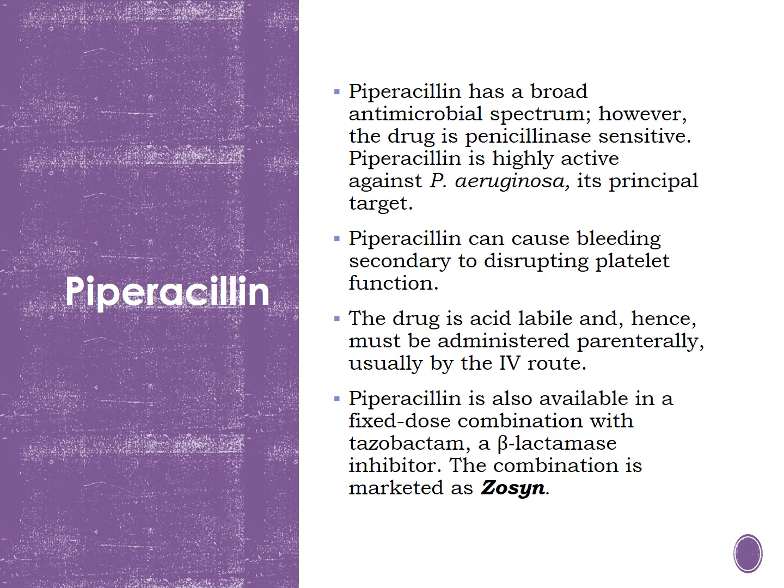Piperacillin is highly active against P. aeruginosa, its principal target. Piperacillin can cause bleeding secondary to disrupting platelet function, which is an important side effect to note. The drug is acid labile and hence must be administered parenterally, usually by the IV route. There's also a combination that we'll talk about a little bit later, marketed as Zosyn.